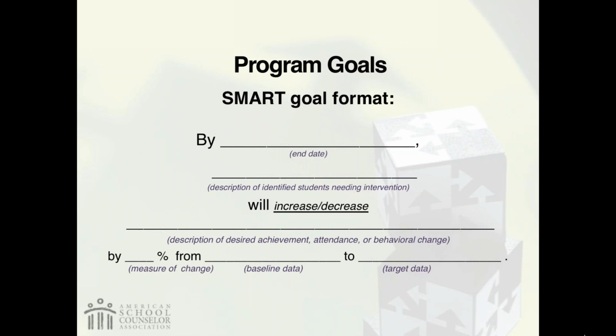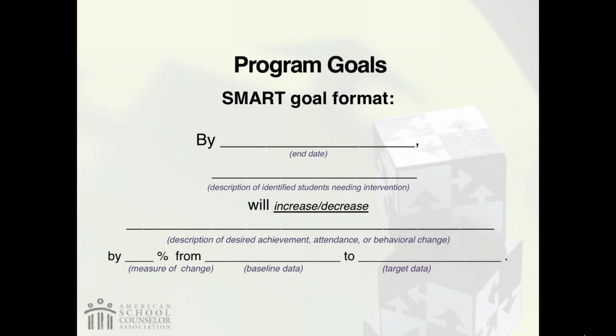It's the end date. The next blank is where you provide a description of the identified students who are needing some sort of intervention. This might be all third graders, or it might be students who performed at a particular level on a particular test, or it might be students who have missed a certain number of days of school. But you are going to very clearly describe for this intervention on this. And they're either going to increase or decrease something.